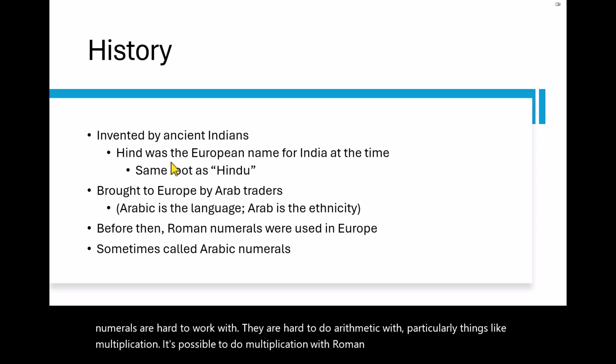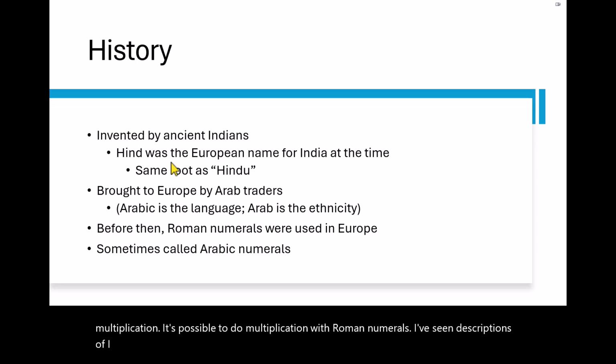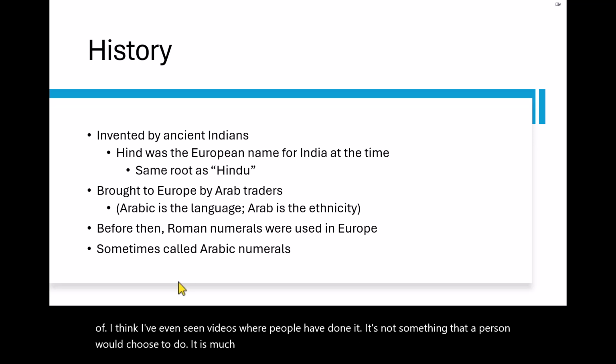It's possible to do multiplication with Roman numerals. I've seen descriptions of it. I think I've even seen videos where people have done it. It's not something that a person would choose to do. It is much, much harder.